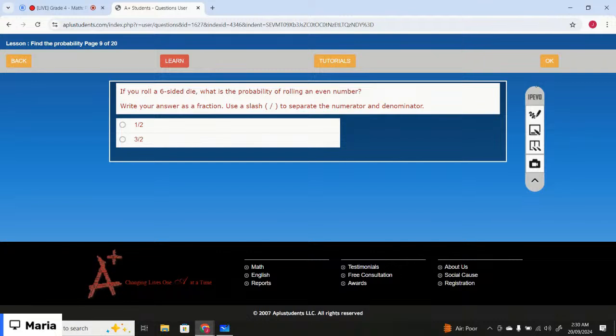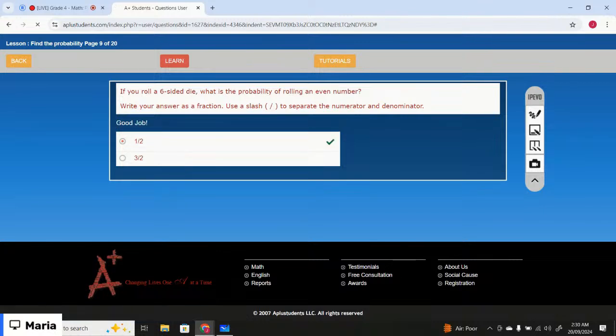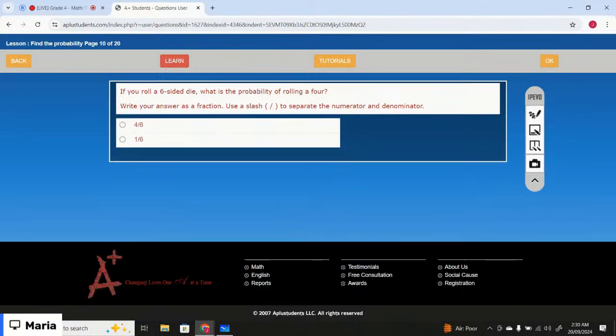That is 1 out of 2, right? Three of the numbers are even and three of the numbers are odd. So half of them are even, the probability is 1 by 2. If you roll a six-sided die, what is the probability of rolling a 4, which is the correct option? That is 1 out of 6.